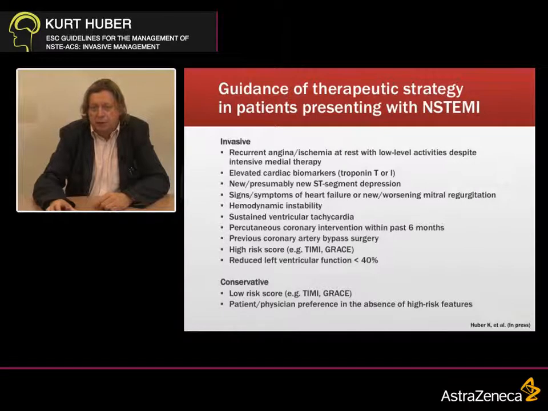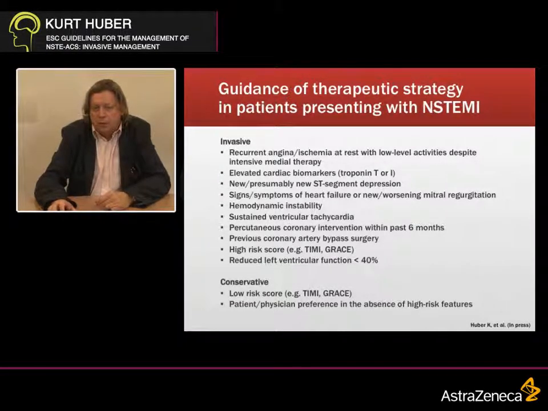The guidance of therapeutic strategies in patients presenting with non-STEMI is shown on this slide. I would like to start with the lower part. Which patients can be treated conservatively? These are patients with a low risk score. There are different risk scores available, and you will see some examples a bit later in this presentation, like the TIMI or the GRACE risk score. Also, patient or physician preference is important in the absence of high-risk features. So the low-risk patient is a patient you could primarily treat with a conservative, medical-only strategy.